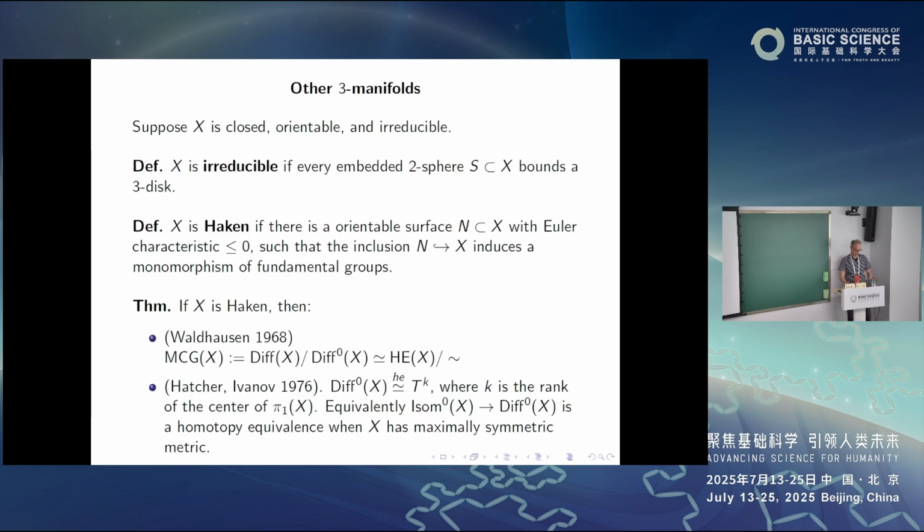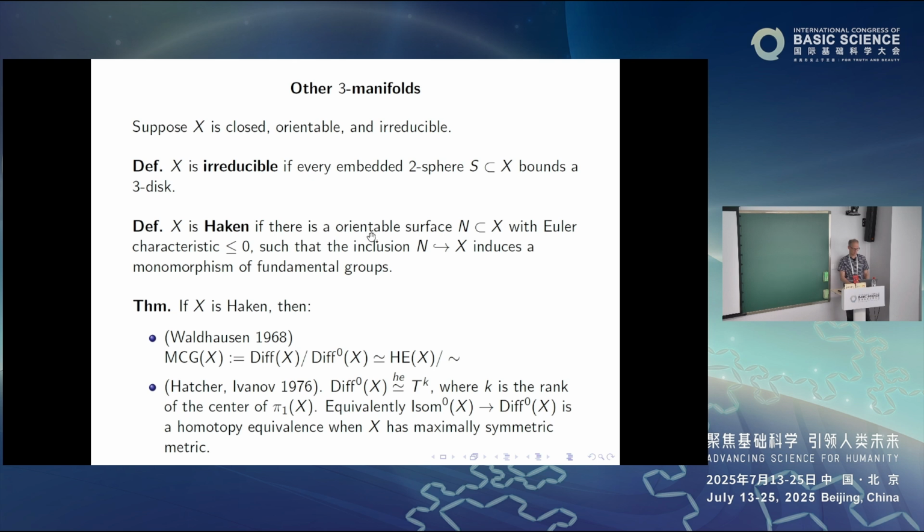Okay, so let's look at other three manifolds. Okay, so let's say we have X, it's closed, orientable, and irreducible. So remember, irreducibility is a sort of a strengthening of being prime. So X is irreducible if whenever you see an embedded two-sphere, it bounds a three-ball on one side or the other. Okay, that excludes non-trivial connected sums. And now X is Haken if it contains an incompressible surface.